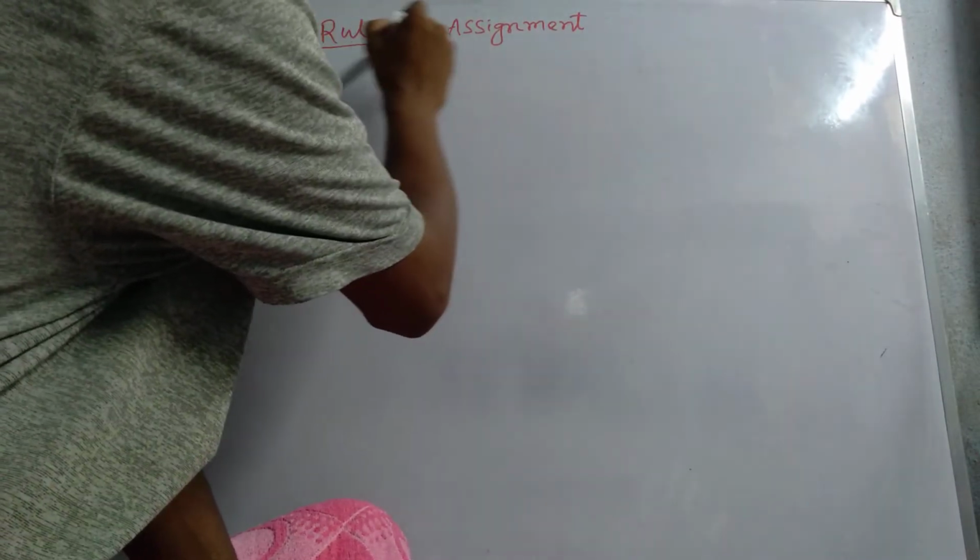So we start from the definition of a rule of assignment. Okay. So a rule of assignment is a subset R of the Cartesian product C cross D.